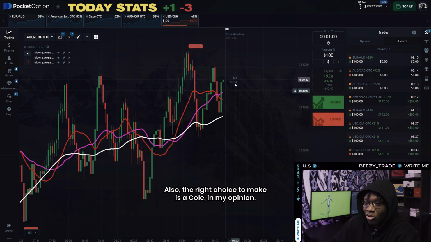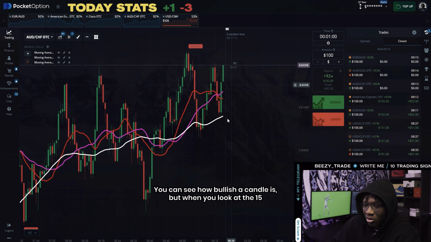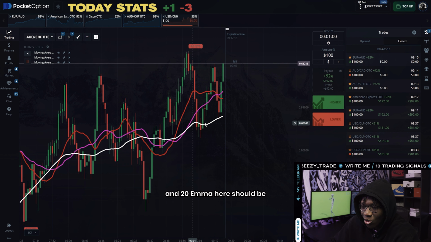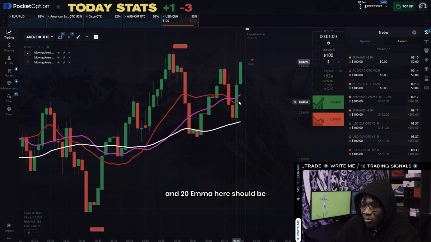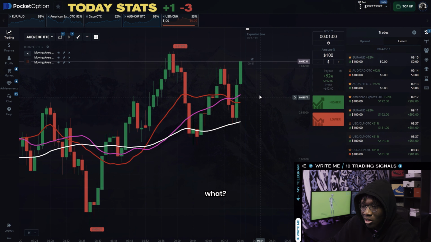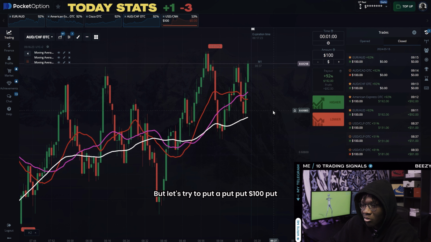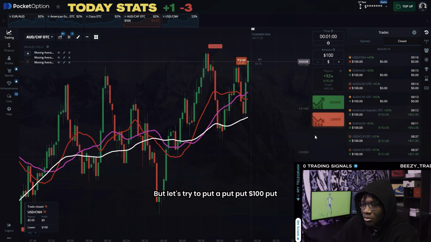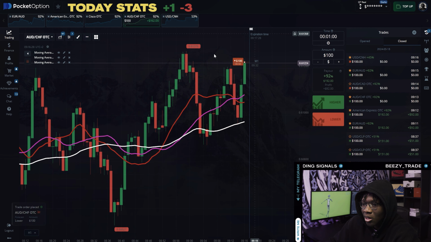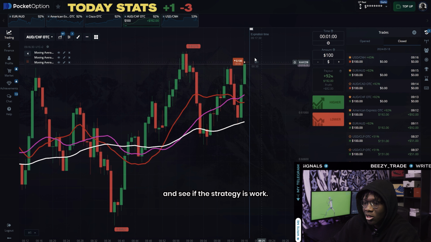Here also, the right choice to make is a call, in my opinion. You can see how bullish the candle is. But when you look at the 15 and 20 EMA, what should be here? Exactly. Here should be a put, according to me. But let's try to put a put. Put a $100 put and see if the strategy is working.